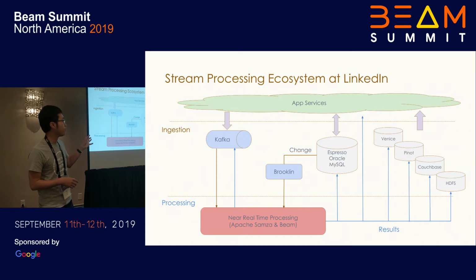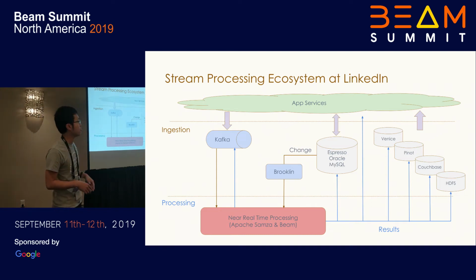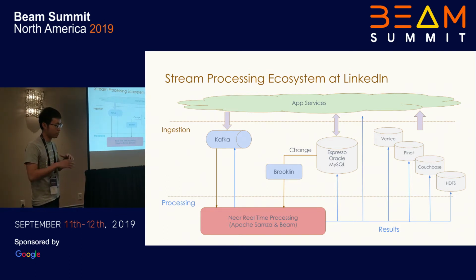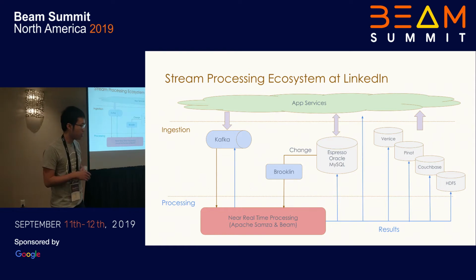We capture the changes from the database, and from Brooklin, we can also read to do stream processing. And for the results of the stream processing, we can either write back to the main database or OLTP databases, or we can write to a bunch of other external systems, including Couchbase as a cache service, or HDFS for offline processing. Pinot, we just had a talk yesterday. It's a really cool Apache project. It's kind of like an OLAP data store. You can also check it out.